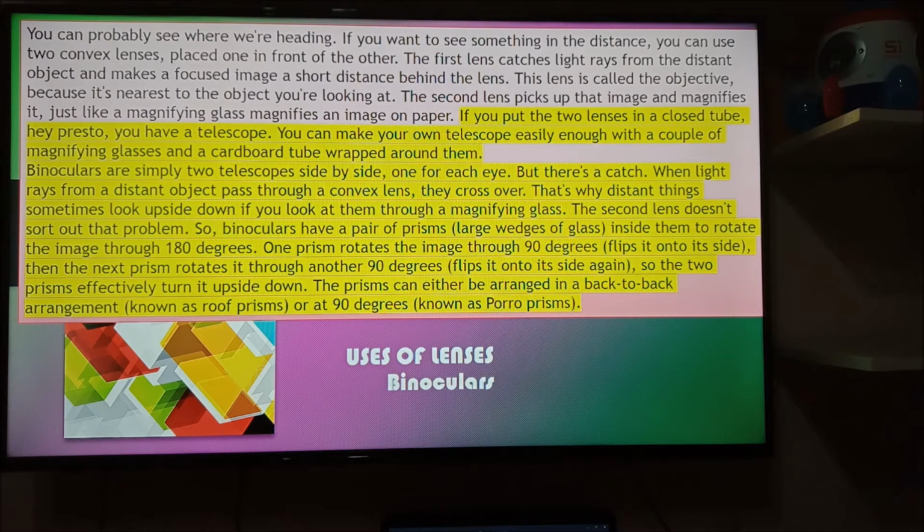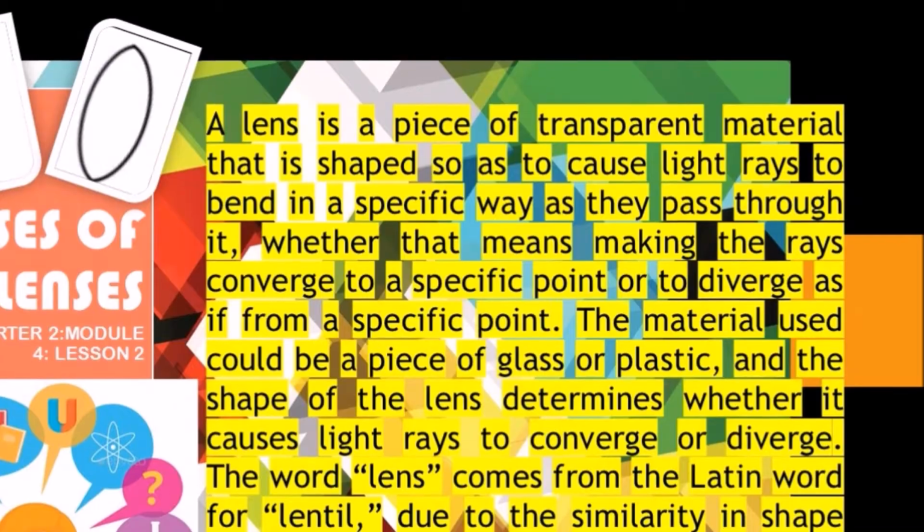So binoculars have a pair of prisms, or large wedges of glass, inside them to rotate the image through 180 degrees. One prism rotates the image through 90 degrees, then the next prism rotates it through another 90 degrees. So the two prisms effectively turn it upside down. The prisms can either be arranged in a back-to-back arrangement or at 90 degrees, known as Porro prisms.